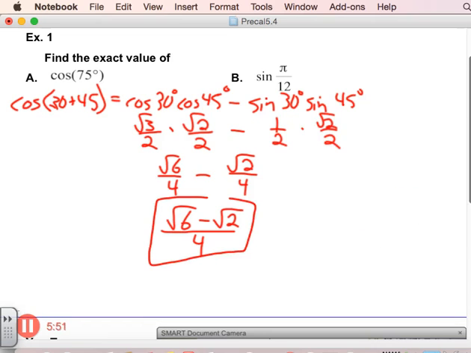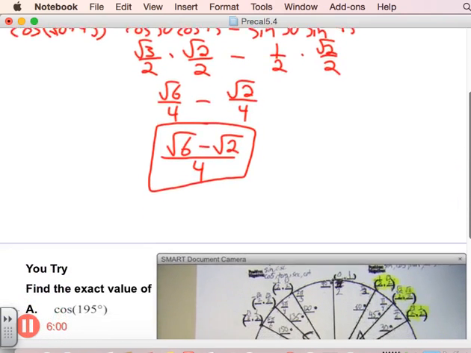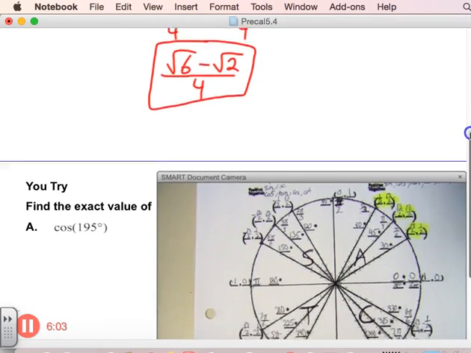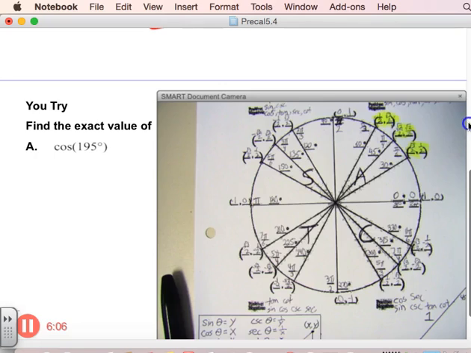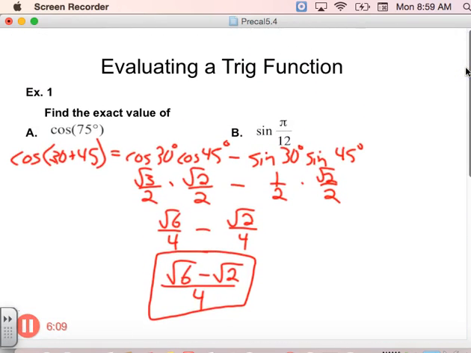This is the exact value of this function. You can't reduce those numbers either. The 4 won't reduce with the 6 and 2 because the 6 and 2 are underneath the radical. All right, so let's do the other one up here real quick. We've got a second example too. Let's go back up and look at this one.